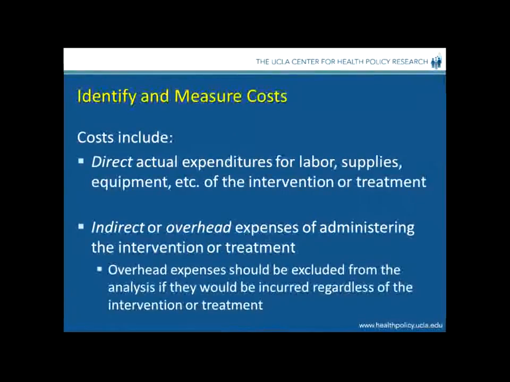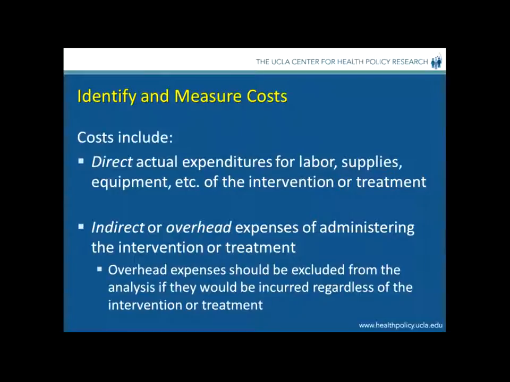Identifying and measuring costs. I'm going to spend more time in about a half hour talking about this, but just generally right now, the costs include the direct actual expenditures for things like labor, supply, equipment, and obviously the cost of the intervention or the treatment. Then there's this issue of, well, what about things like indirect or overhead expenses? If you're talking about a hospital-based or any sort of organization, there's the direct cost of providing services, but then there's the overhead associated with running the organization.